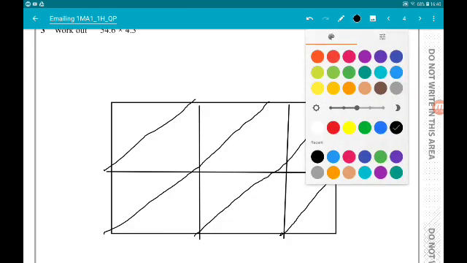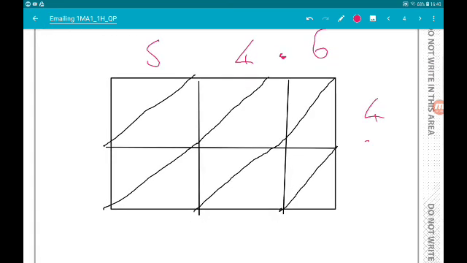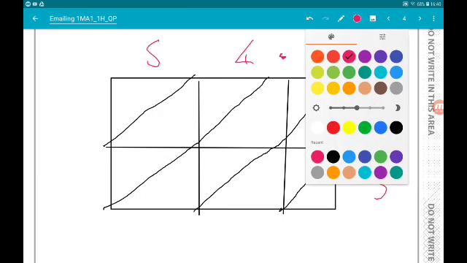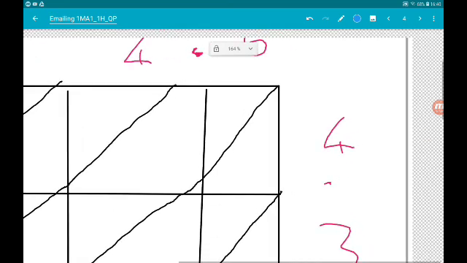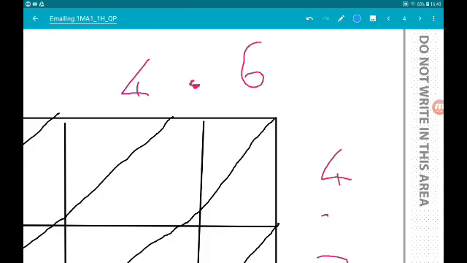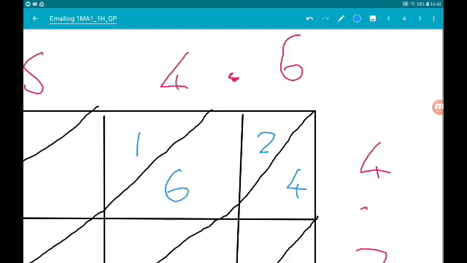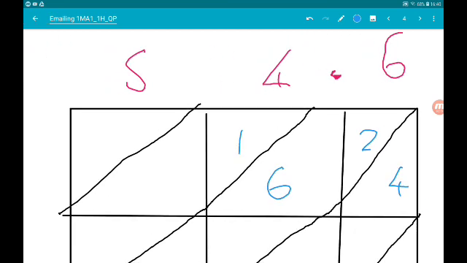Okay, so we're going to put 54 and the 6 at the end. So there is a decimal, obviously, but we're not worried about it yet. And then 4.3 down the side. Now what we do is multiply the side and the top together in each box. So 4 times 6 is 24. 4 times 4, 16. 4 times 5, 20.